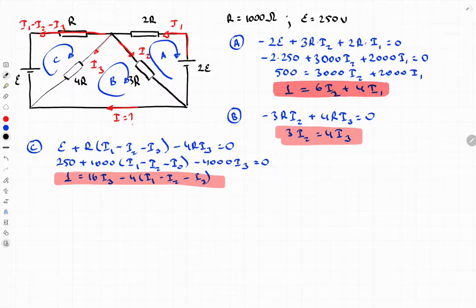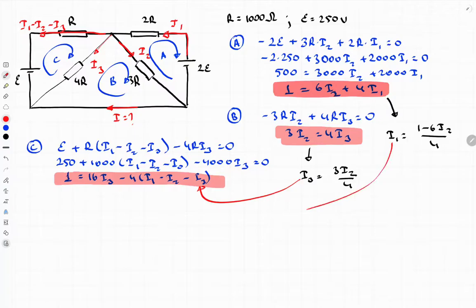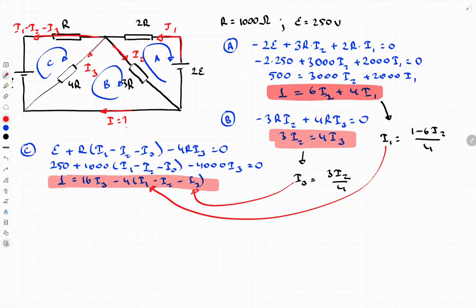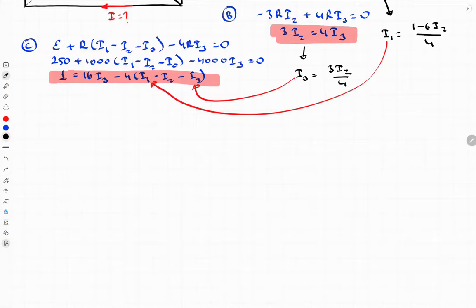So from this equation, I3 equals 3I2 over 4. We will replace I3 with this expression, 3I2 over 4. From here, I1 equals (1 minus 6I2) divided by 4. We will replace I1 with this expression, and substitute into this equation. So in this equation we will have only one unknown, and we can calculate it. The rest is totally a mess, so we'll continue with this equation.